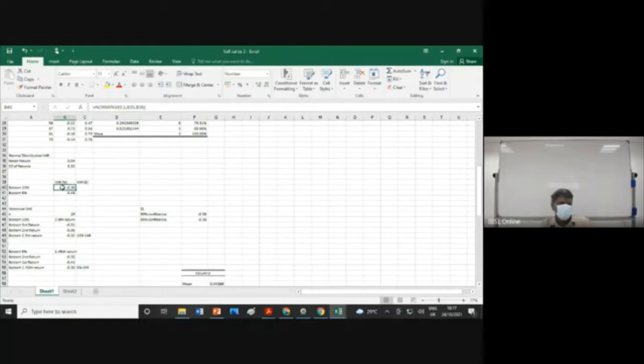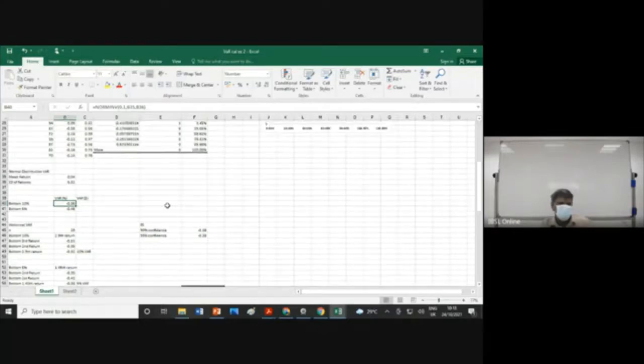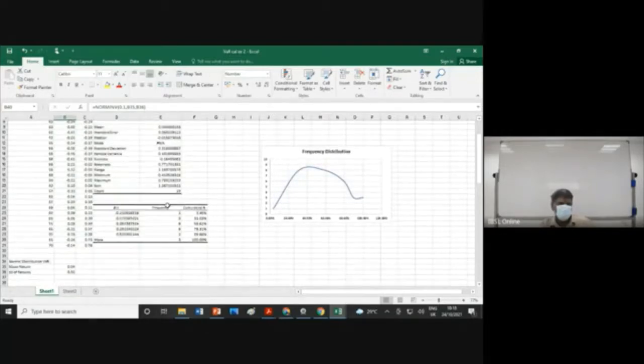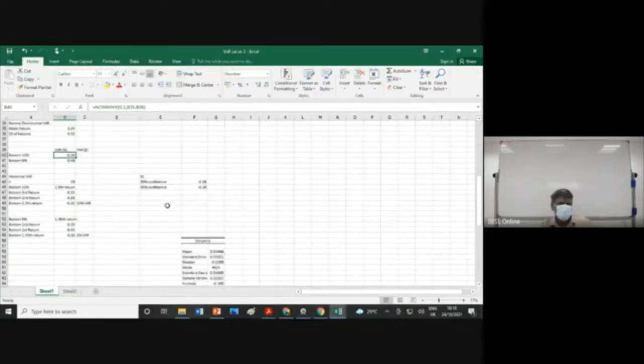Similarly, for 90% confidence level, changing this one, we end up with a 36% return. So what do you see? What is your observation? What do you all see?